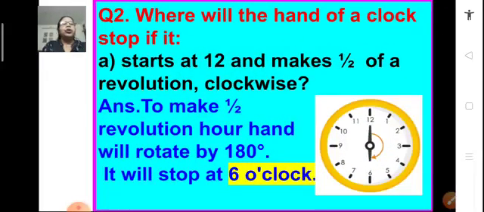Question number 2. Where will the hand of a clock stop if it starts at 12 and makes half of a revolution clockwise? That means here the revolution is given and we have to tell where the hour hand reaches. So, if it starts at 12 and takes half a revolution, where will it reach? It will rotate by 180 degrees. Half revolution means 180 degrees. So it will stop at 6 o'clock.